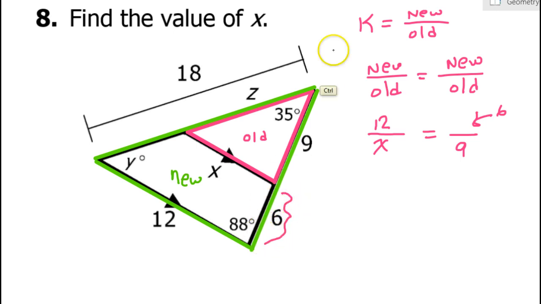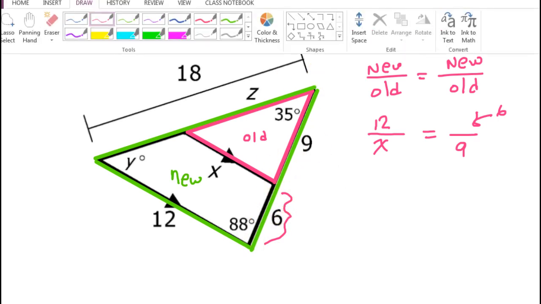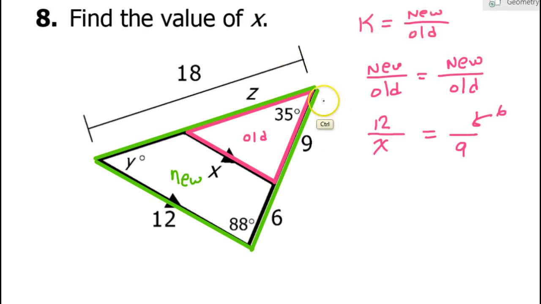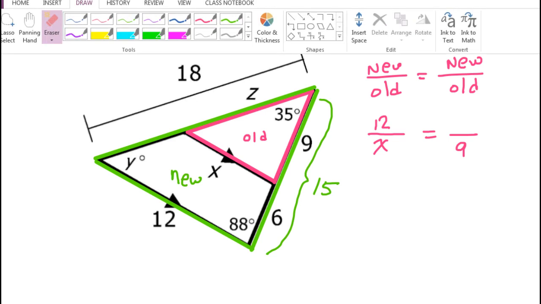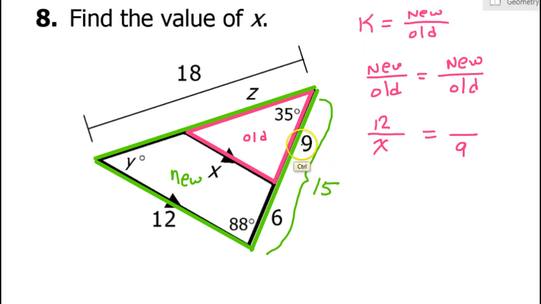6 is not the full length of the larger triangle. So what is the full length of the large triangle? What is the length that goes all the way from here to here? Well, that is going to be 15. How did I get that? I see the 9 and the 6 together make the full length of the new triangle. So when I do new over old, I'm going to do 15 over 9.